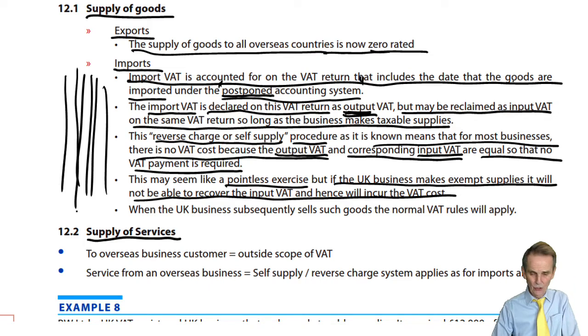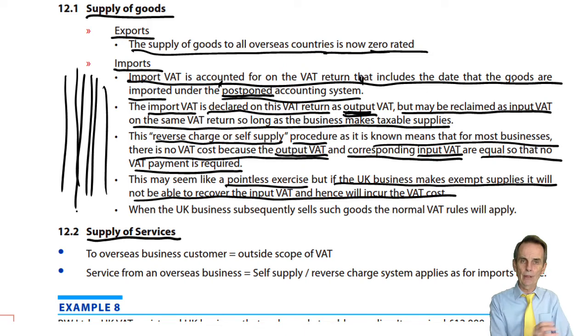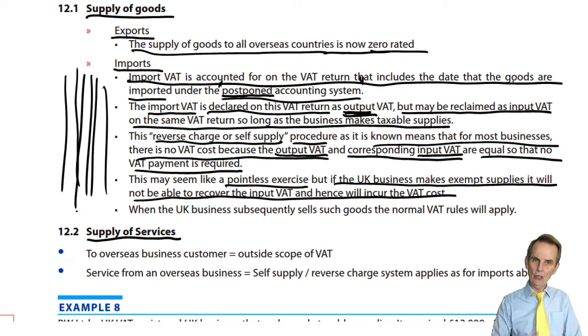And all we've got to do is, on the VAT return for the period, the VAT return period, in which we make the import, we have that purchase. What we will do is to always account for the output VAT in relation to that import. And then we will be able to reclaim the input VAT so long as what we do in terms of our sales that we in the UK make, as long as that's a taxable supply. And we end up that whether we make taxable or exempt supplies, our net cost will be the same.